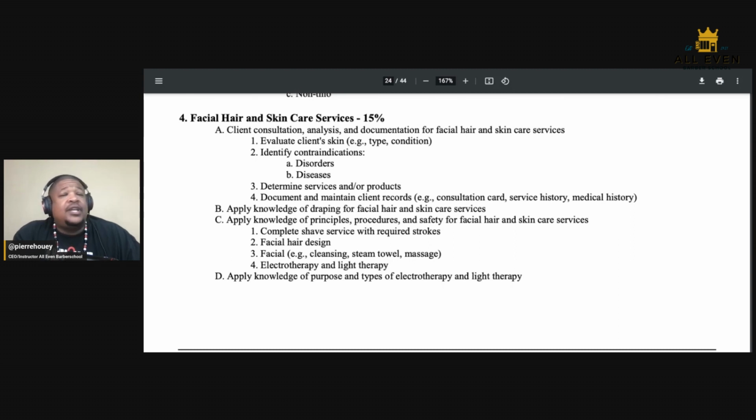2, identify contraindications. What did we talk about contraindications earlier? Anything that will prohibit service. So you're talking about disorders, you're talking about diseases. They can get pretty involved. The biggest thing is just going through and understanding each one piece by piece, step by step. Number 3, determine services and their products. That's easy to do because we've done implements, tools, and equipment. So you have a basis of, all right, what am I going to use if I have this skin type, that skin type. 4, document and maintain client records.